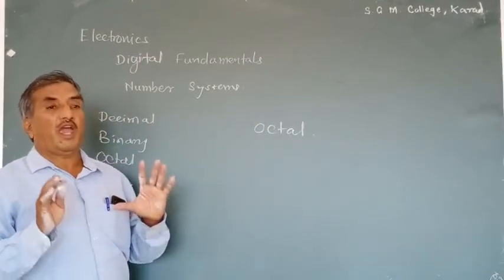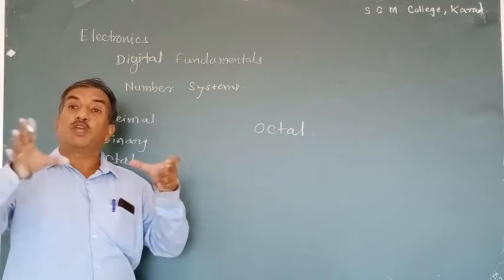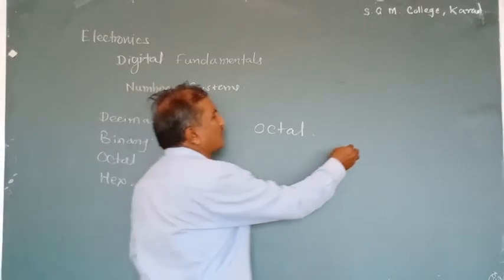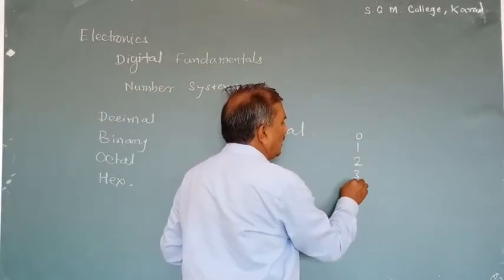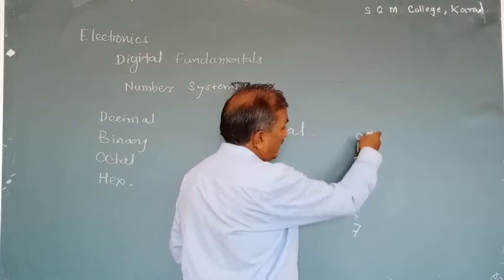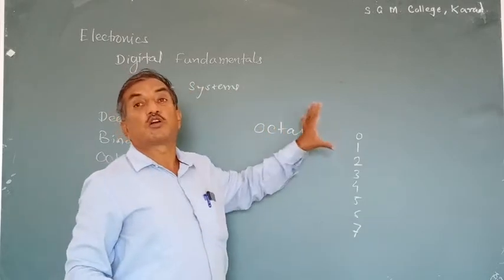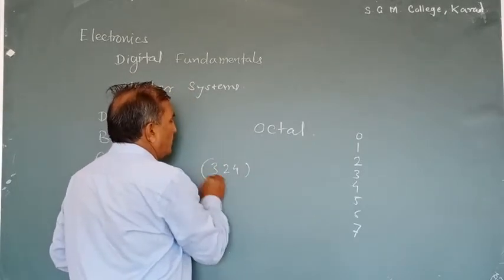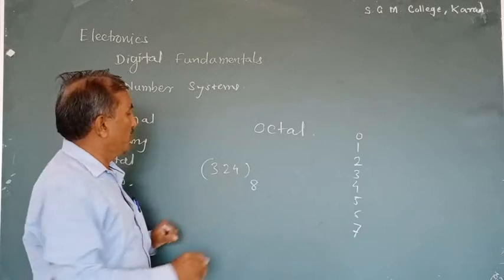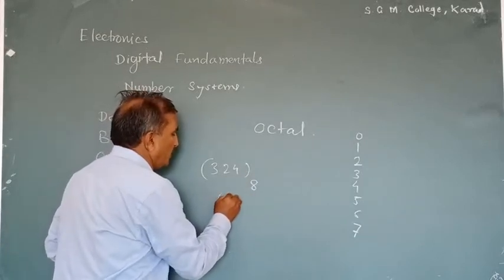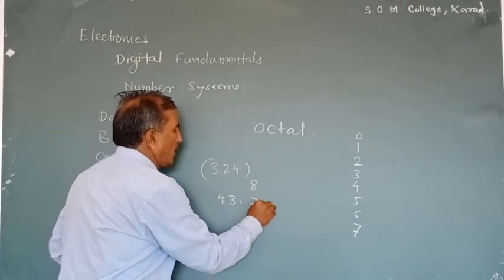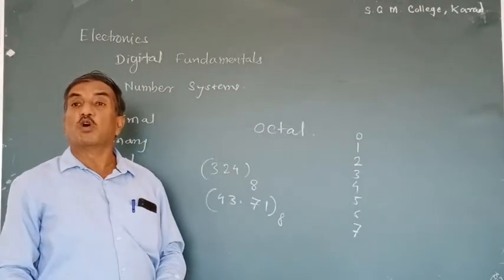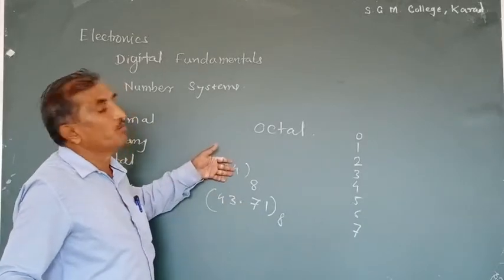Octal number system has a base of 8. It uses 8 base symbols, and these symbols are taken from decimal. These 8 symbols are 0, 1, 2, 3, 4, 5, 6 and 7. These are the 8 symbols used in octal, so its base is 8. The examples of octal are 324 with subscript 8, which makes it an octal number. A fractional number, 43.71, is again an octal number because it uses these 8 symbols. This is an example of an octal number.